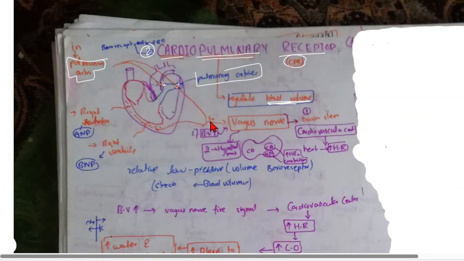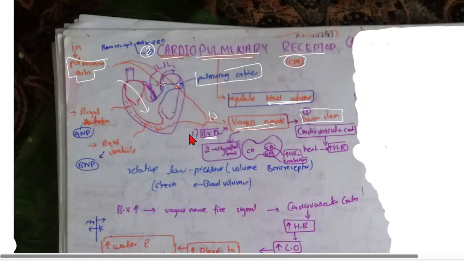It gives information through the vagus nerve. For example, if blood volume increases, it gives information to the vagus nerve, and from the vagus nerve the information goes to the brainstem, and then toward the cardiovascular center. If the blood volume increases, more blood comes to the heart.